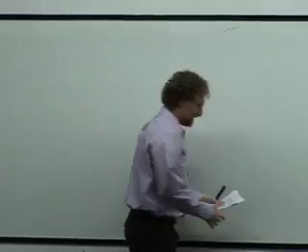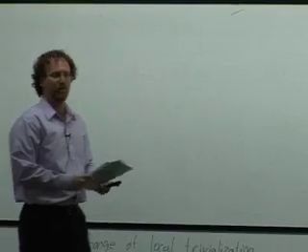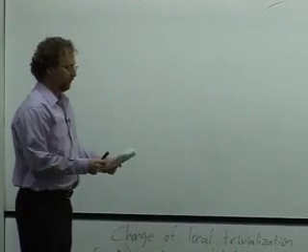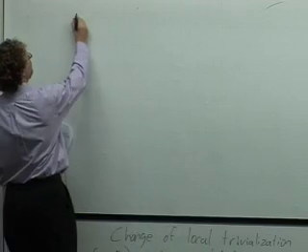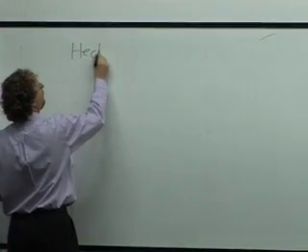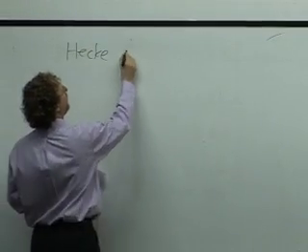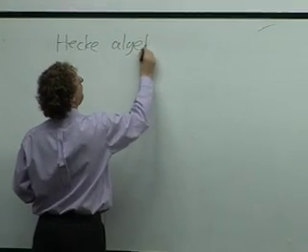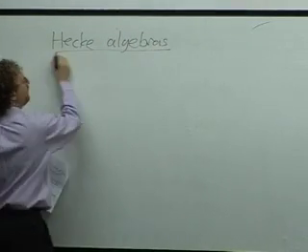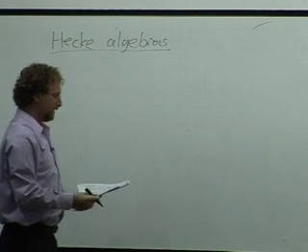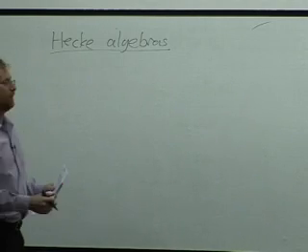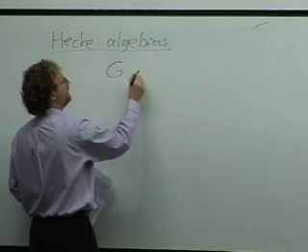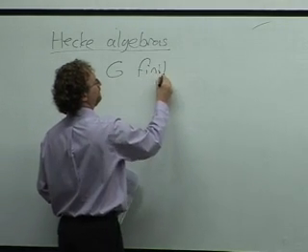But for now, I just want to say, what are we supposed to do? What we're supposed to do can be read off just by thinking about finite groups. So, what are Hecke algebras? I want to start first with a toy model. Suppose G is now a finite group.